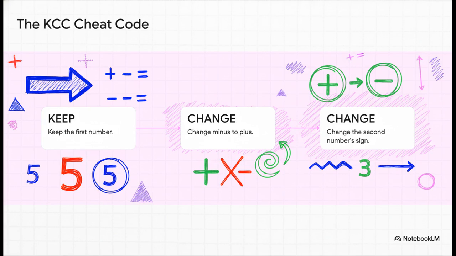It's just a simple 3-step trick. First, you keep the first number exactly as it is. Don't touch it. Second, you change the subtraction sign to an addition sign. And third, you change the sign of the second number to its opposite.